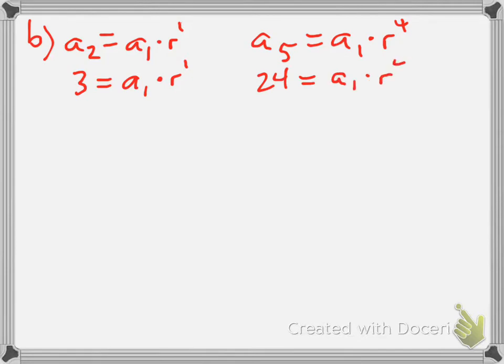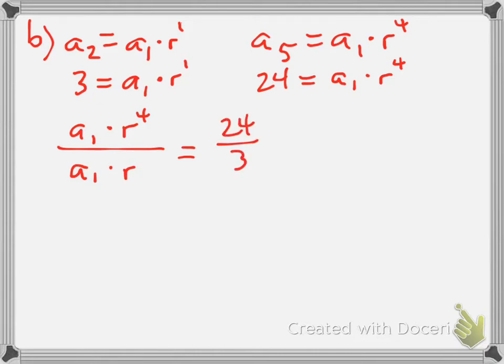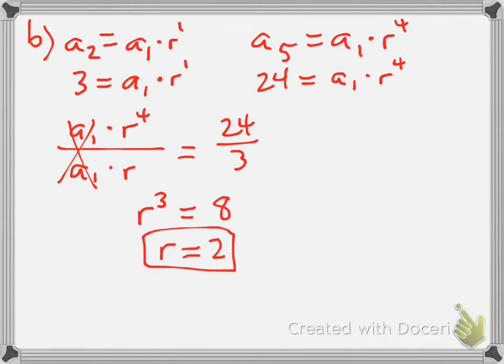Now, when you find the common difference, you subtract the second term minus the first term. That's for arithmetic. For geometric, the common ratio, you divide. So you take the bigger term, a sub 1 times r to the fourth, and you divide by a sub 1 times r. That's going to equal 24 divided by 3. The a sub 1's cancel out. r to the fourth divided by r is r to the third. 24 divided by 3 is 8. So you take the cube root of both sides. Your common ratio is 2.